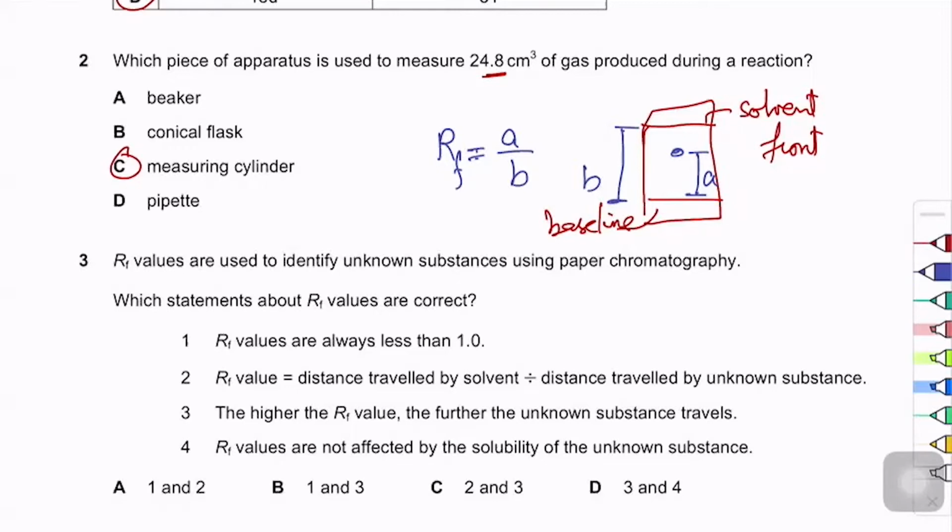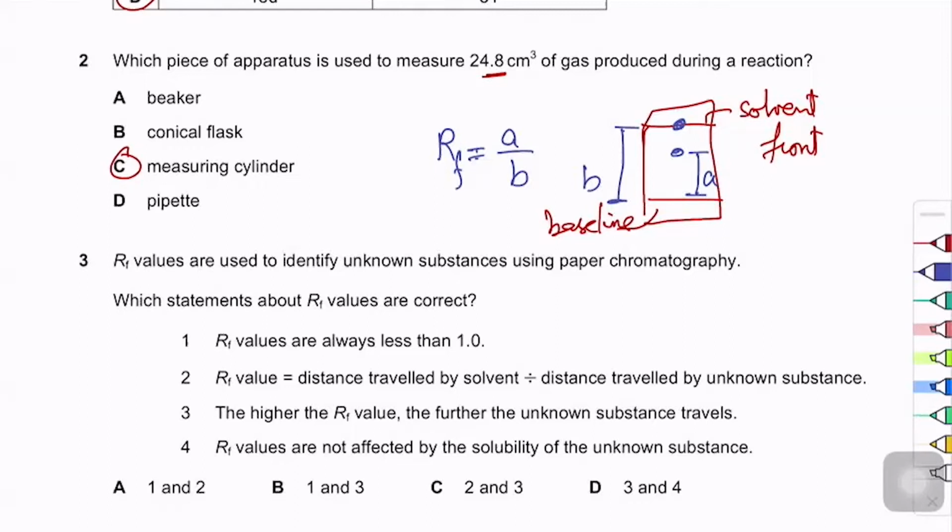Okay, which statement about RF values are correct? RF values are always less than 1. That statement, what is it telling me? It is telling me that because RF value is a ratio, if something were to travel at an RF value of 1, that would mean it is already where the solvent front is. So you just need to give it more time. So it's a ratio, and the ratio is always out of 100% or out of 1. So yeah, this statement does seem right. But let's still consider the other options.